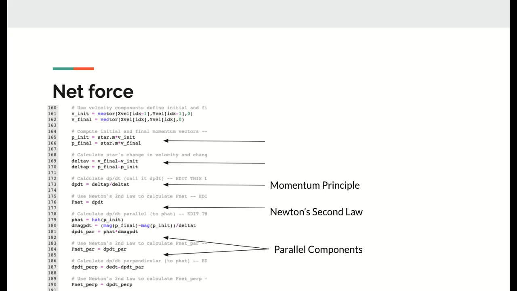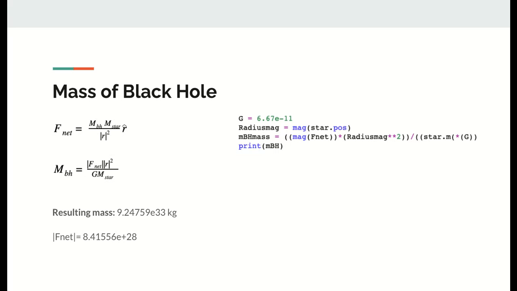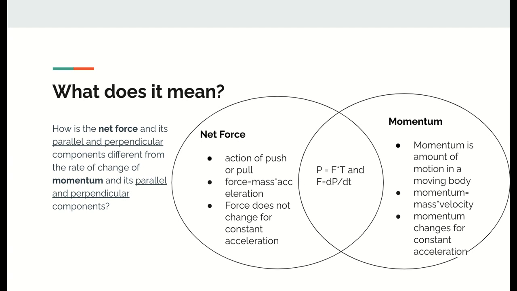Once I found Fnet for all my data points in my model, it was time to calculate the mass of the black hole. Again, I used Newton's law of universal gravitation, but I solved it for the mass of the black hole. I used 6.674 times 10 to the negative 11th newton meters squared per kilogram squared for the gravitational constant. Through this process, I found the mass of the black hole to be 9.24759 times 10 to the 33rd kilograms. Here are some follow-up questions.